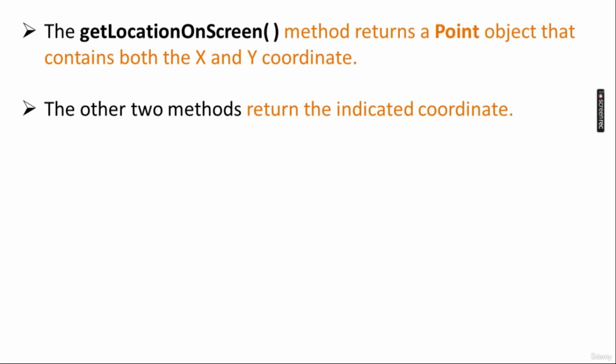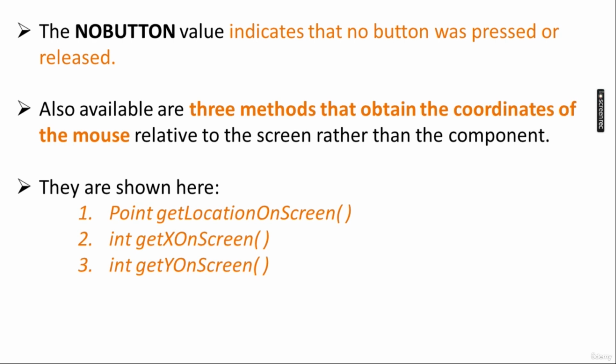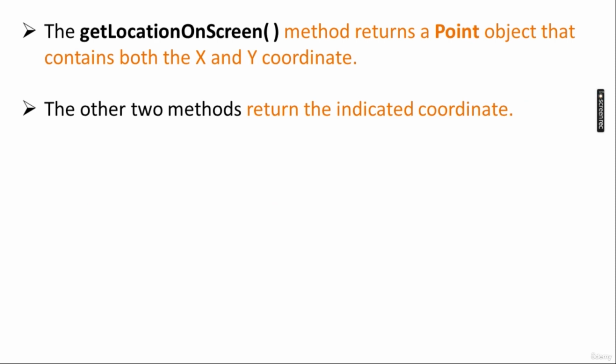It gives you the Point class object that has the x and y coordinates. The other two methods return the indicated coordinate. So getXOnScreen will return you the x coordinate, and getYOnScreen will give you the integer y coordinate.